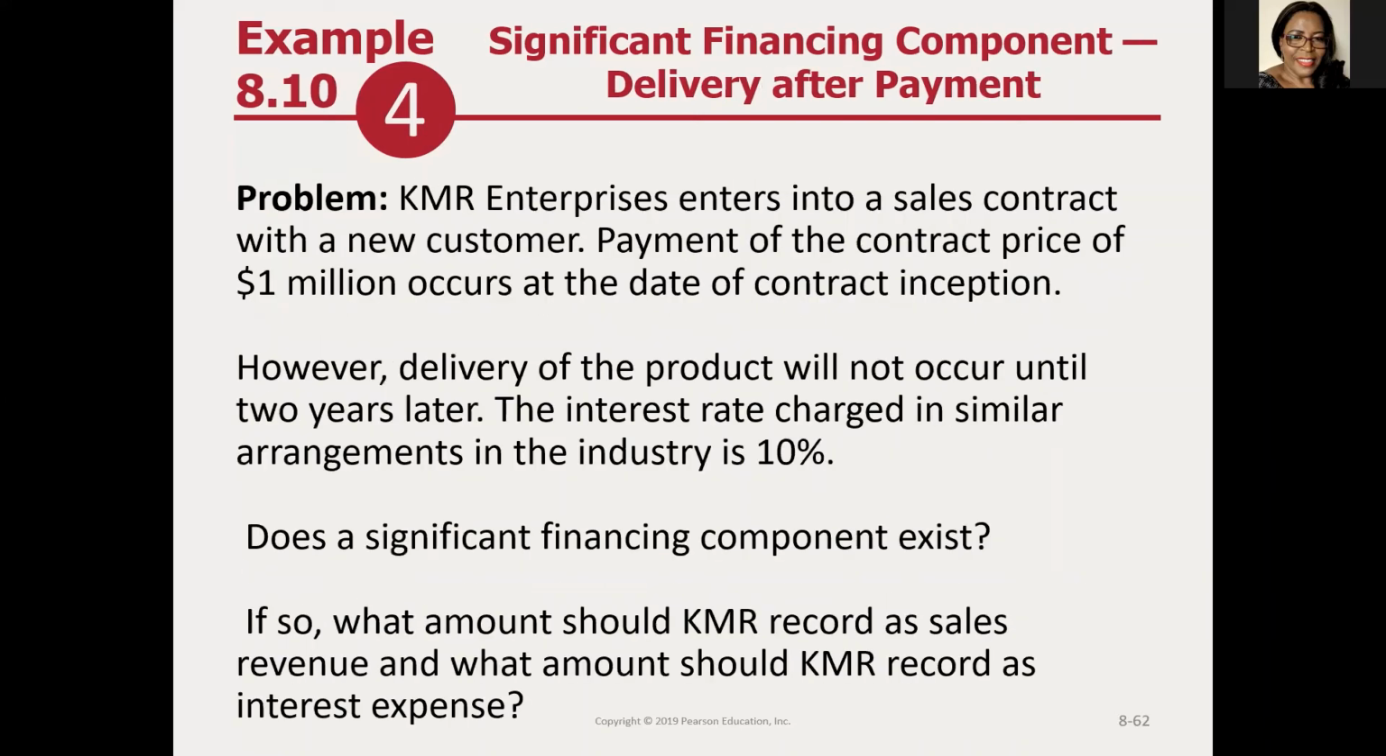In example 8.10, KMR Enterprises enters into a sales contract with a new customer. Payment of the contract price is $1 million, and it occurs at the date of the contract inception. However, delivery of the product will not occur until 2 years later. The interest rate charged in similar arrangements in the industry is 10%. Does a significant financing component exist? If so, what amount should KMR record as sales revenue, and what amount should KMR record as interest revenue?